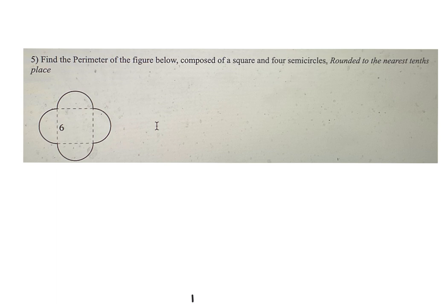All right, here's the last one. Find the perimeter of the figure below, composed of a square and 4 semicircles, rounded to the nearest tenths. So if you look at this shape, you know that if I put 2 semicircles together, that's going to make a whole circle. But there's 4 of them, so here's another whole circle. So they're all going to have the same diameter. And so circumference is equal to diameter times pi.